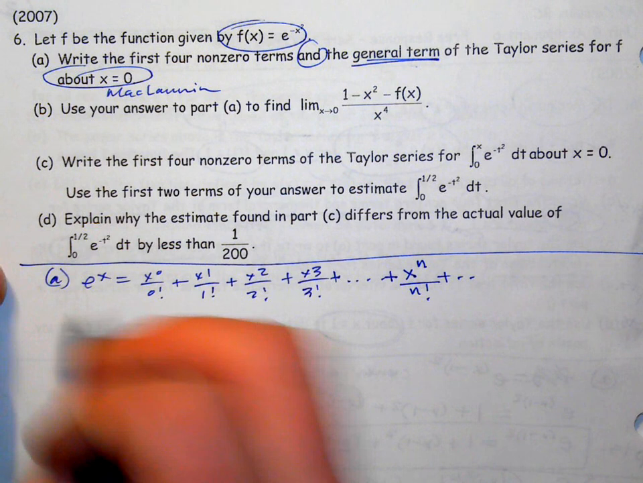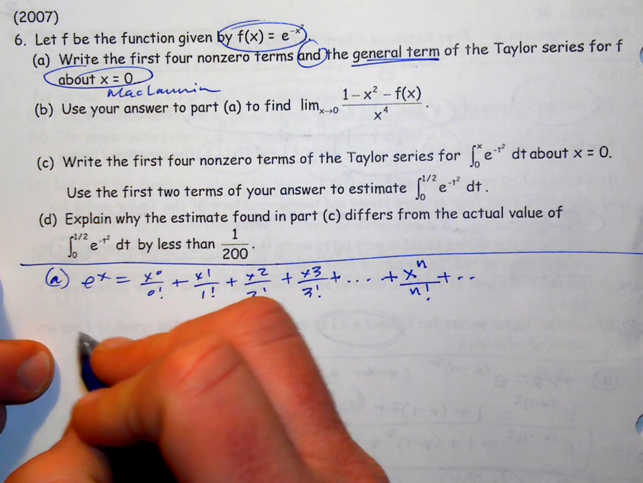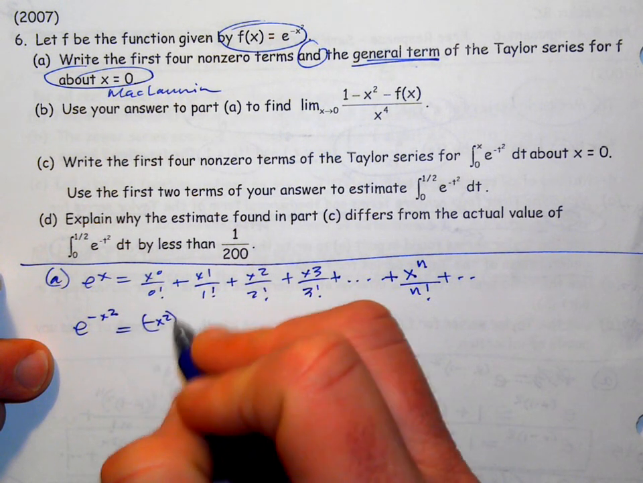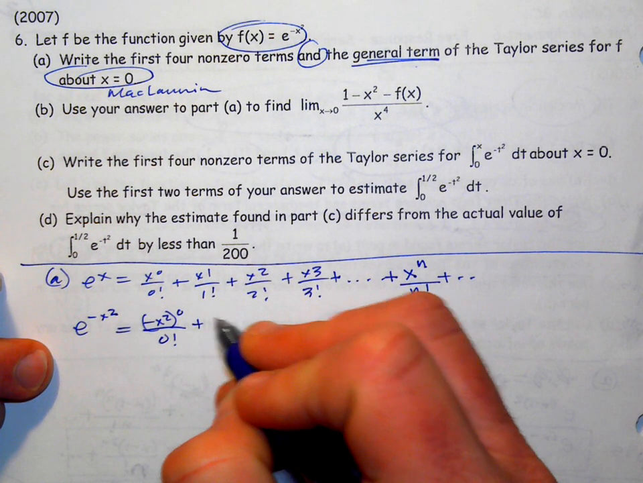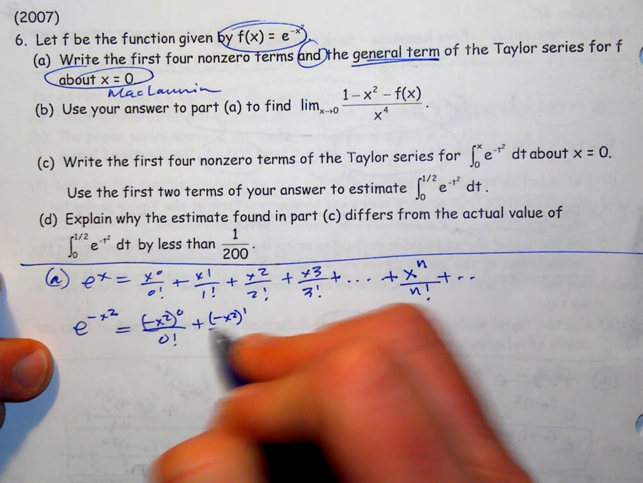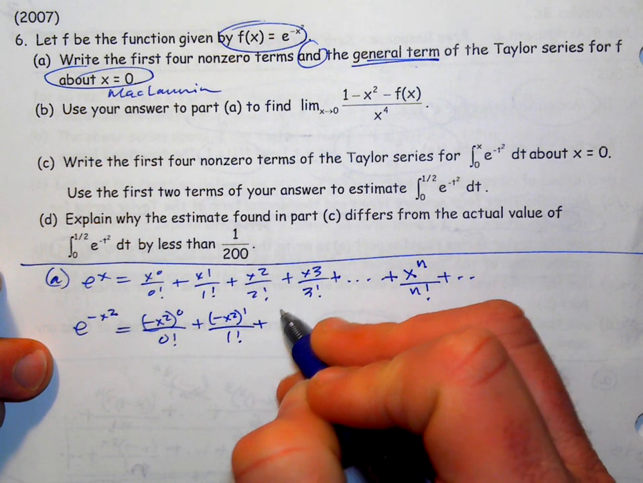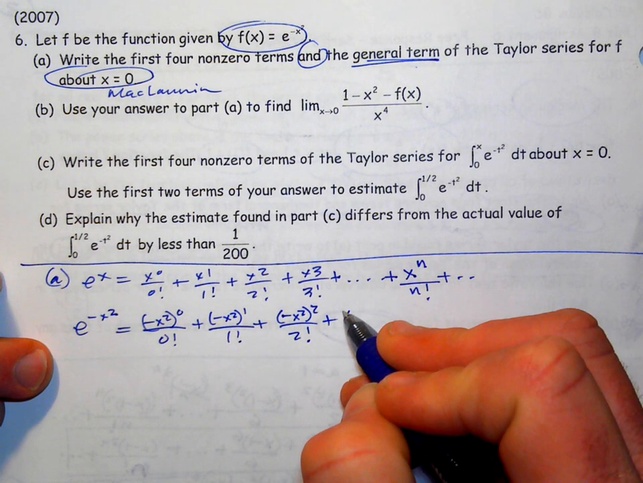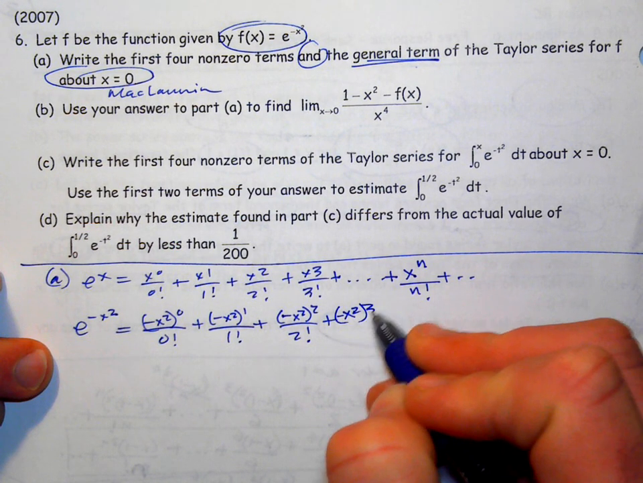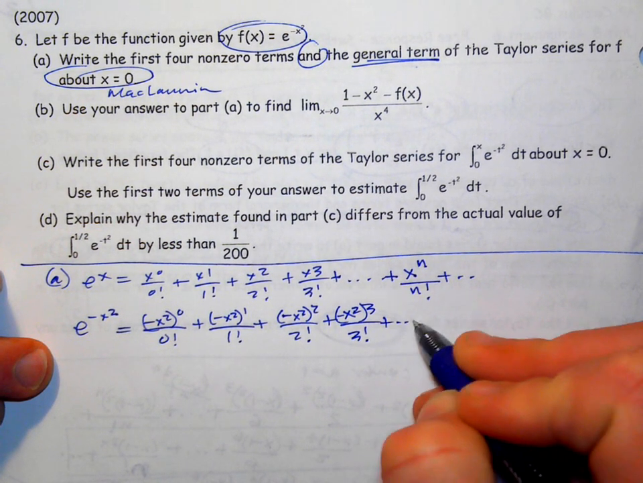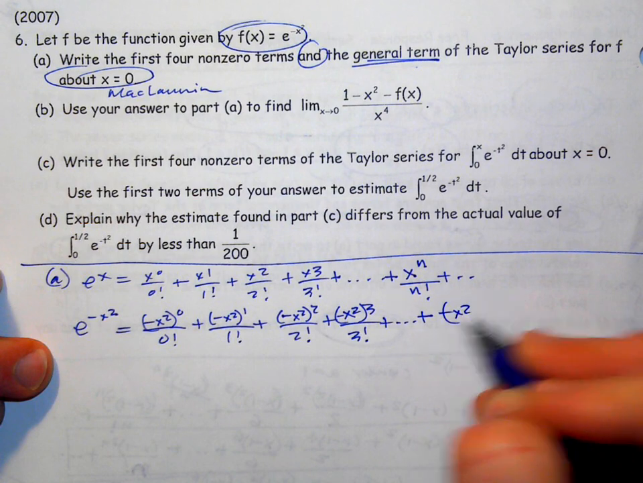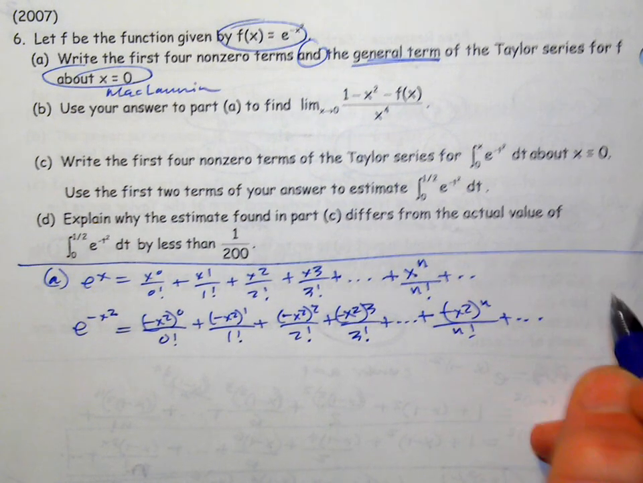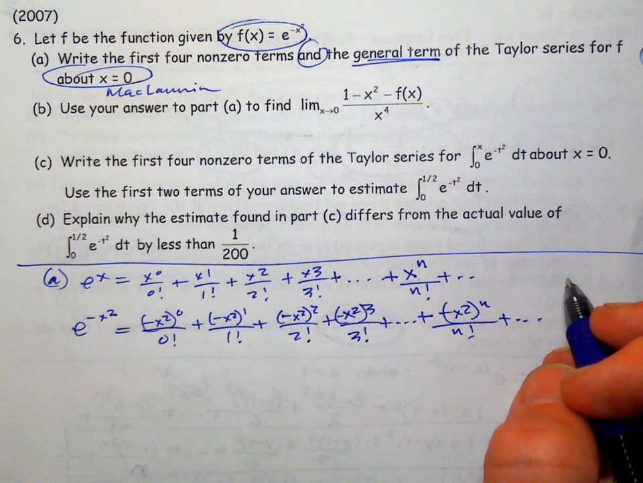So for e to the negative x squared, what we're going to do is plug negative x squared in for each of these. Now you've got to put in parentheses negative x squared, negative x squared, negative x squared. We'll try and clean this up. Might be helpful for other problems later on. So I'm just plugging negative x squared in for all the x's in parentheses.